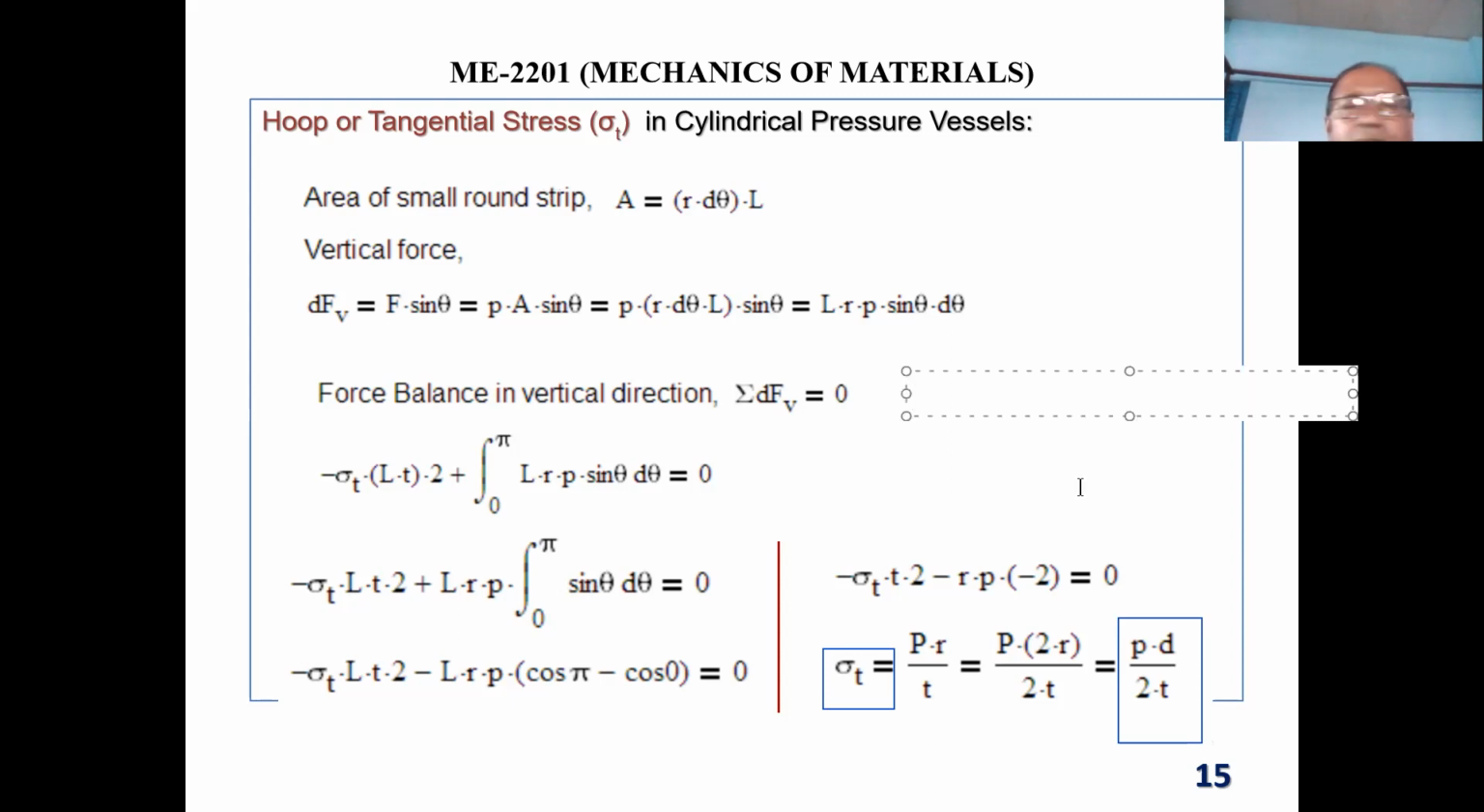So how do we figure out whether a pressure vessel is thin wall or thick wall? You will get this one: Ri greater than 10 times T. If Ri is greater than 10 times T, that means the pressure vessel is a thick wall pressure vessel. Okay.